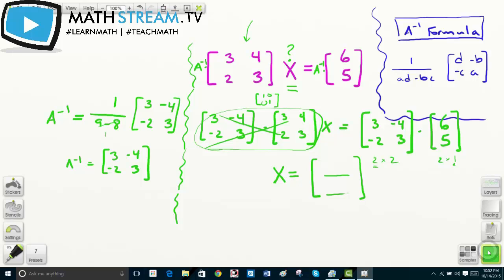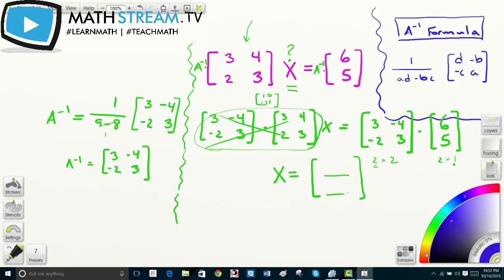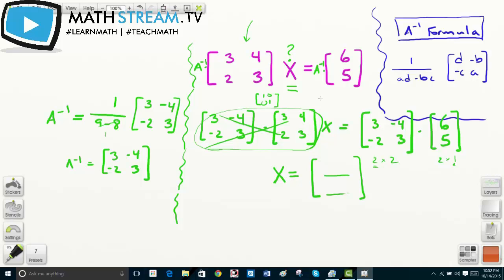And we will, let me use a different color again. Oh, we already used blue. Let's use our orangey color again. All right, we take our first row and first column here. And so we have 3 times 6 is 18. And negative 4 times 5 is negative 20. So I have 18 minus 20.